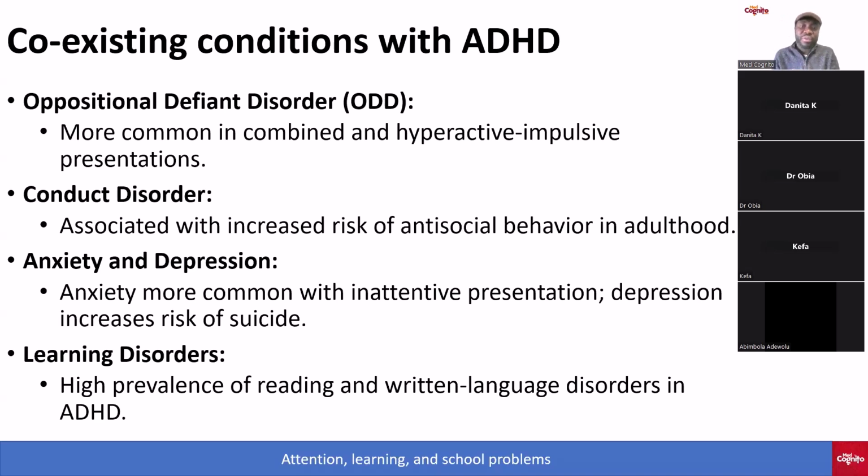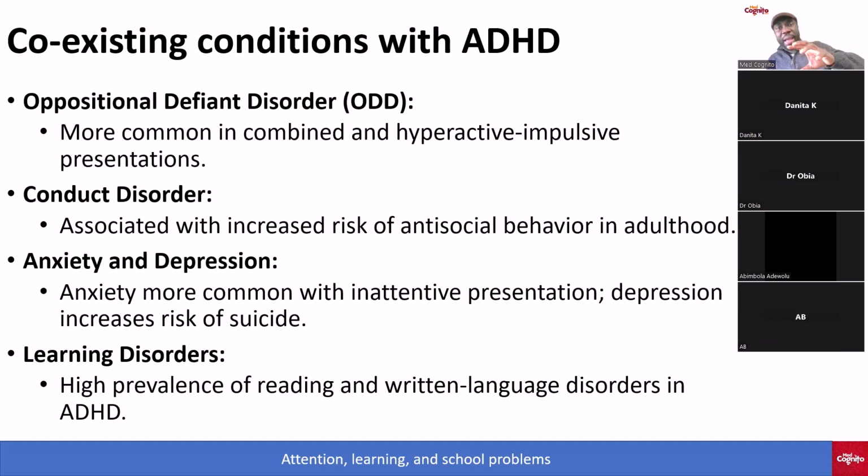Depression increases the risk of suicide. So if you have somebody with a combined hyperactive impulsive and inattentive presentation coupled with depression, that can be very dangerous because they are at risk of doing bad things to themselves, right? And then learning disorders. Can you imagine, this child cannot focus, this child cannot keep the head straight, so they have a higher prevalence of reading and written language disorders.